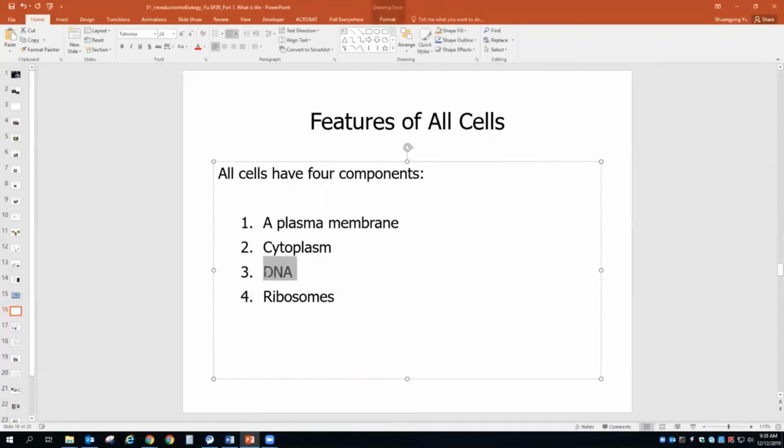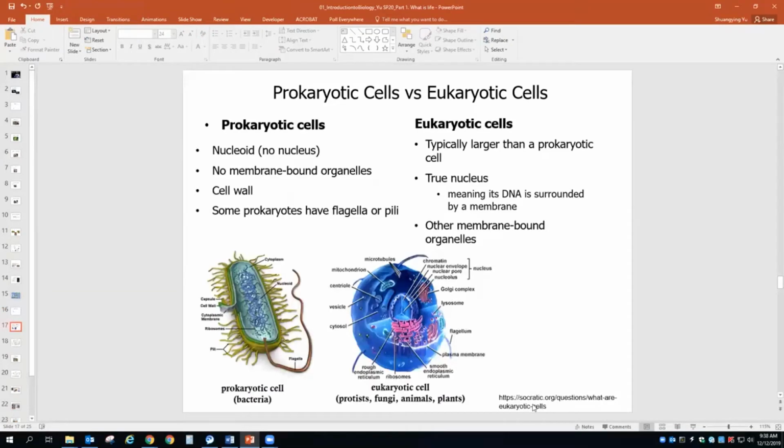DNA: all cells have genetic material, and that's DNA. All cells should have ribosomes, and we'll talk about why that's the case when we get to cellular structures. Ribosomes are involved in protein synthesis, and all cells need proteins, so we need ribosomes.